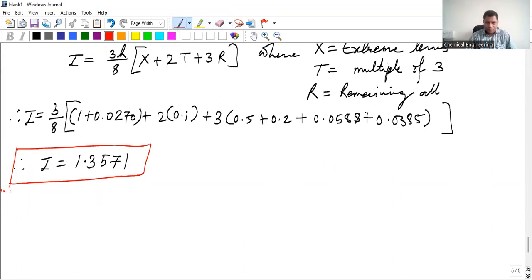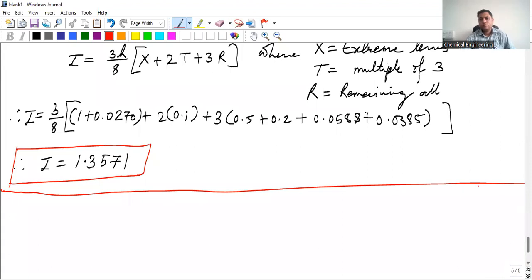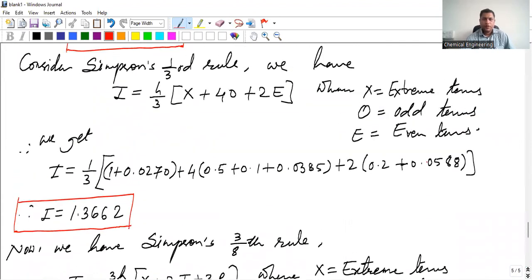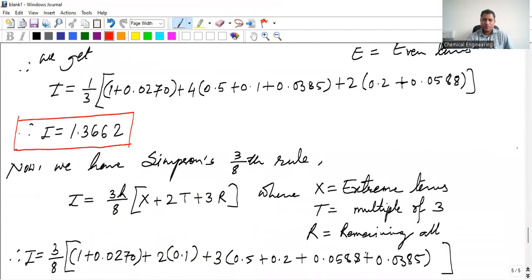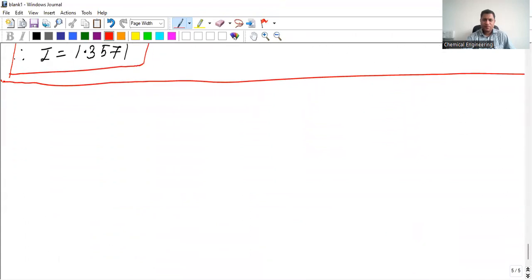Sir, can you show the previous method, Simpson's 1/3 method? Yes, sure. Okay, this is what we have, Simpson's 1/3 rule. All of you got this? Is there any doubt in this example? No doubts. Okay, that's good. Now we can go for another example.